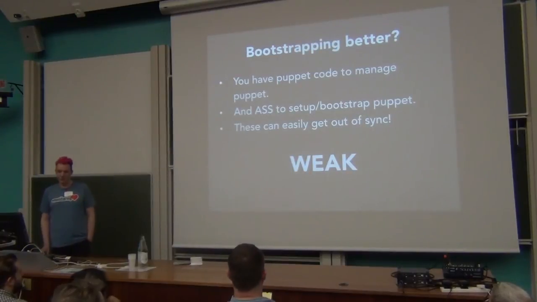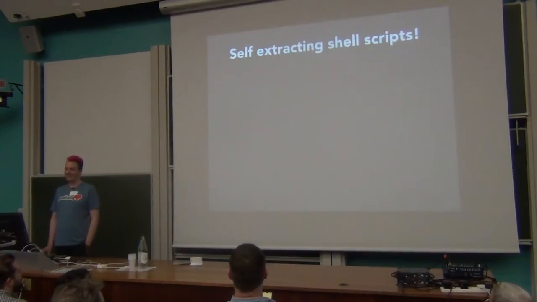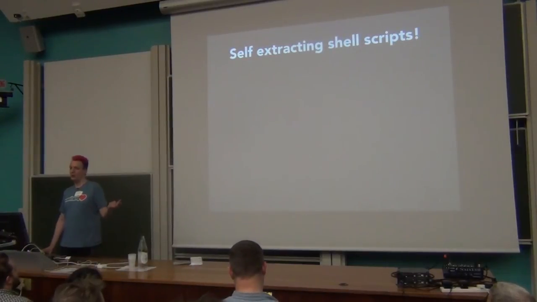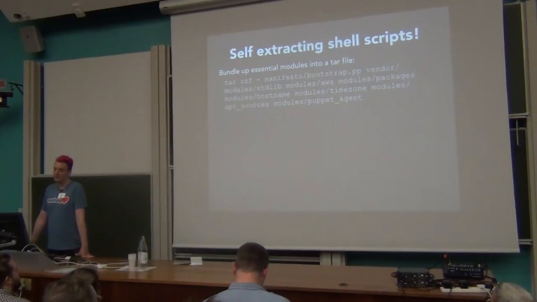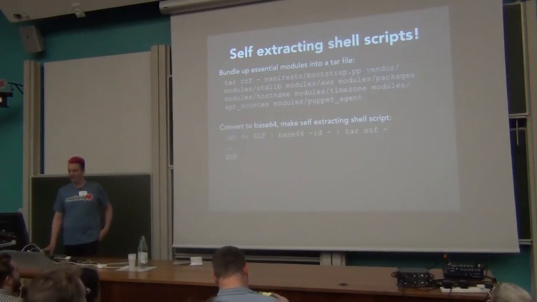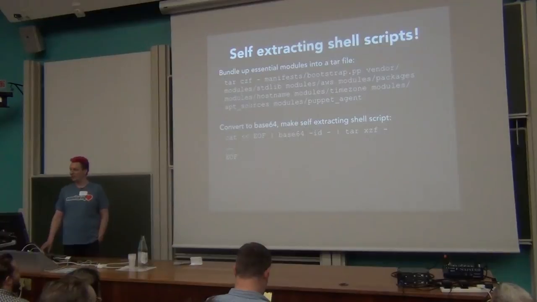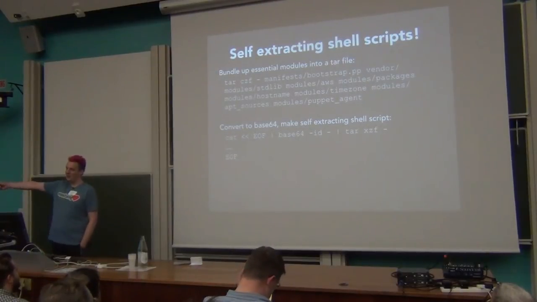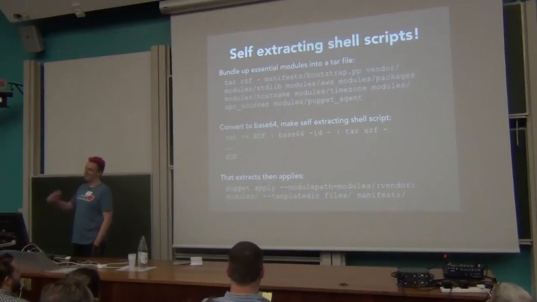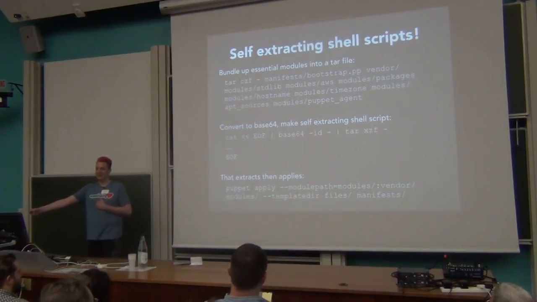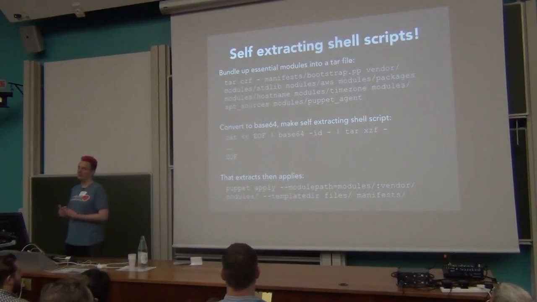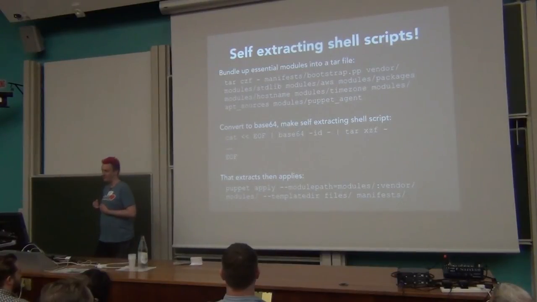So I thought, what's better than a shell script? Well, a self-extracting shell script. What? I have a few basic Puppet modules, like my Puppet agent module, my apt module, and a few other things that I use everywhere. So I create a tar file with this subset of modules in it, convert that to base64, and jam it into a shell script. Suddenly you have a shell script that you can wget and then run, and it self-extracts this Puppet code and runs Puppet on the Puppet code, and it's the same Puppet code you actually use. So you're using the Puppet code you use to configure your server with Puppet before you've configured Puppet.